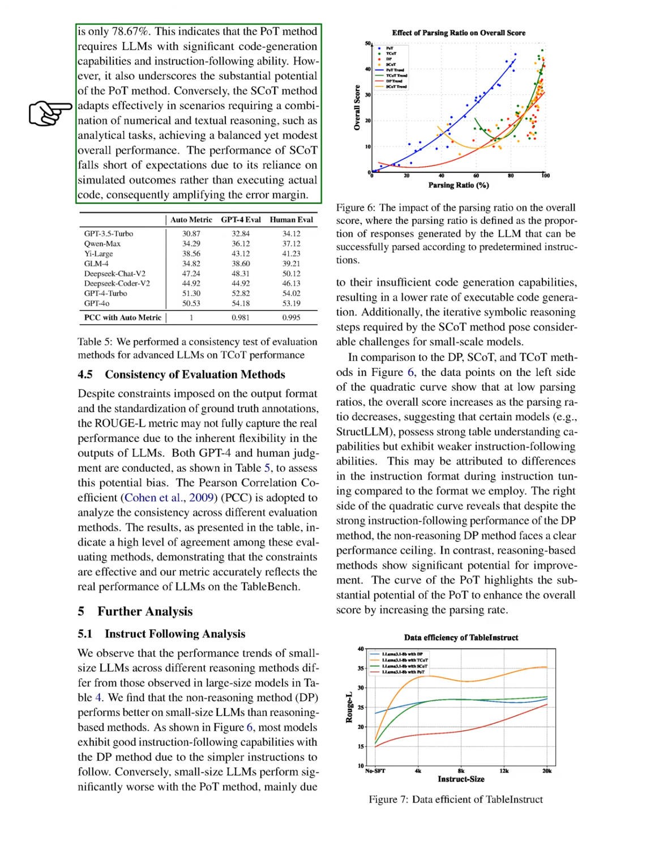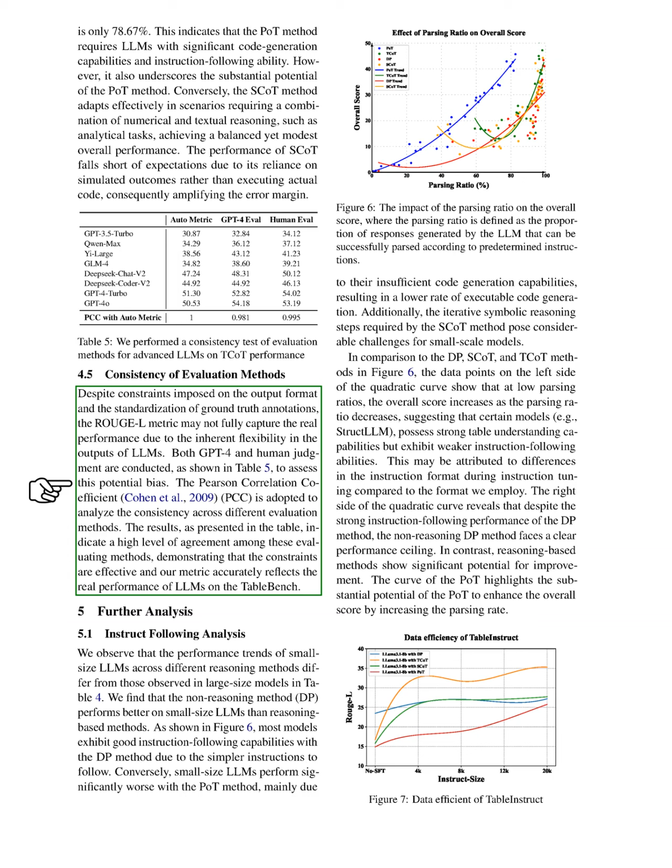Even the best-performing model, GPT-4 Turbo, has a code execution success rate of only 78.67%, highlighting the need for LLMs with strong code generation and instruction following abilities, while also showing the potential of the POT method. The Scott method adapts well to tasks requiring both numerical and textual reasoning but falls short due to its reliance on simulated outcomes rather than actual code execution, increasing the error margin.